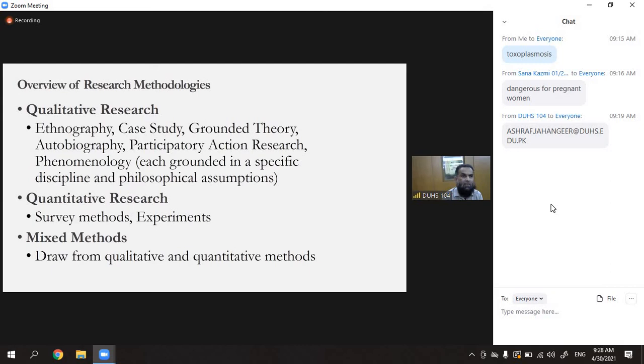Most of the time, the students in the clinics and faculty, the clinical and medical faculty, both of them are doing quantitative research or mixed method research. But at certain times, with appropriate expertise, people can do qualitative research in the clinical setting or public health setting.